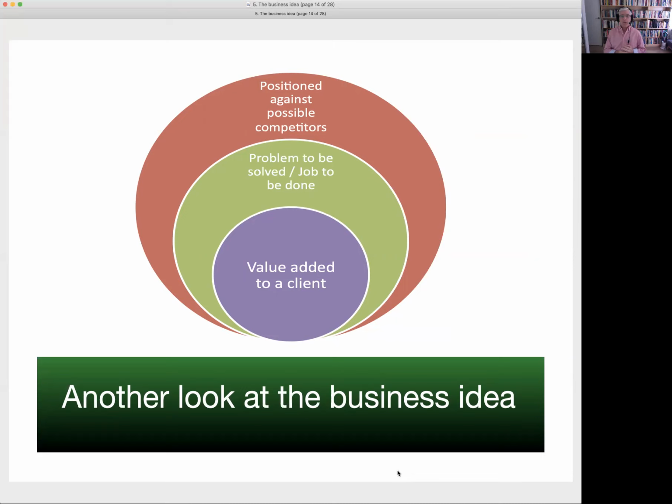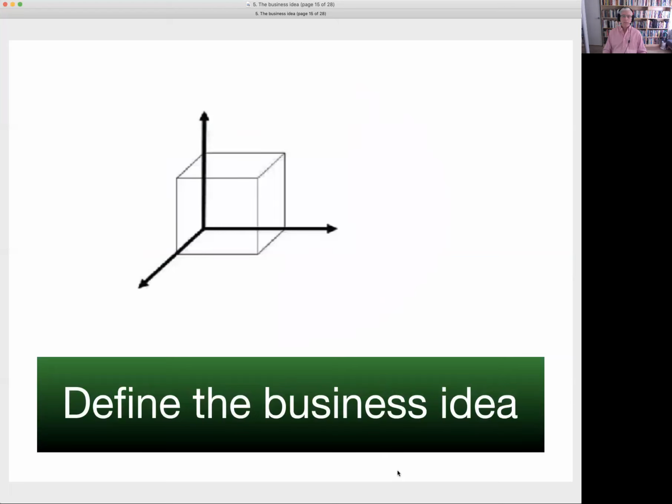And then at a later stage, you may want to consider how that problem to be solved, or job to be done, or business idea is positioned against potential competitors. But for the moment, we're not interested in the positioning against competitors as much as we are in the value you add and how you then solve a problem or do a job for the customer. Now, if you want to find a way to write that up in a convenient form, and you may want to do that for other assignments or aspects of your work, or even your studies, we'll get to that. But for the moment, let's talk about how we define the business idea.